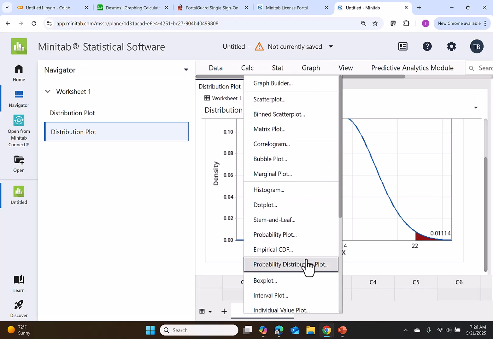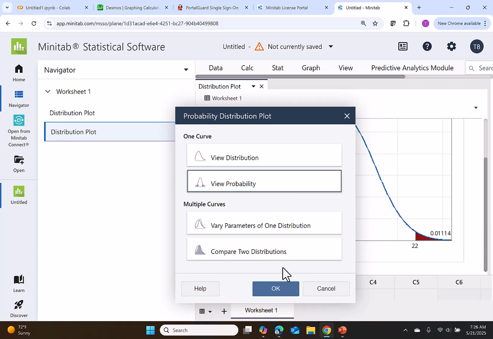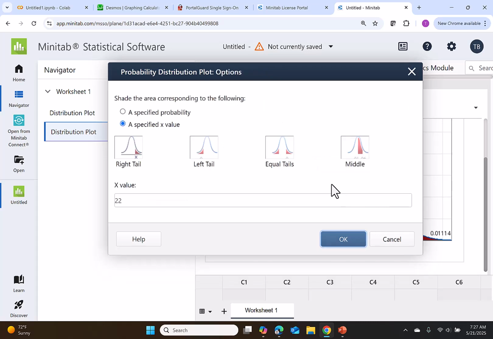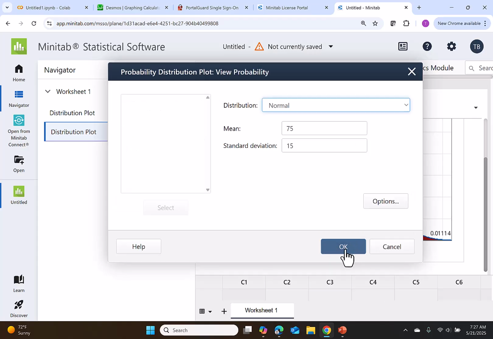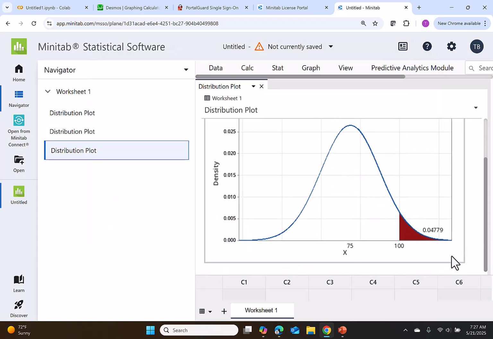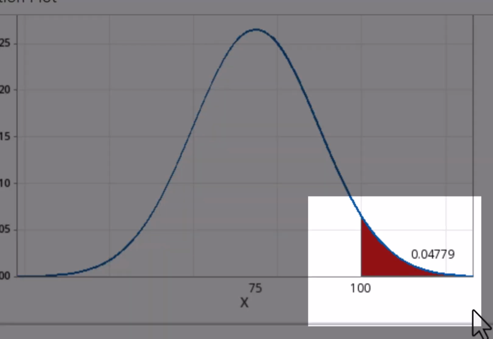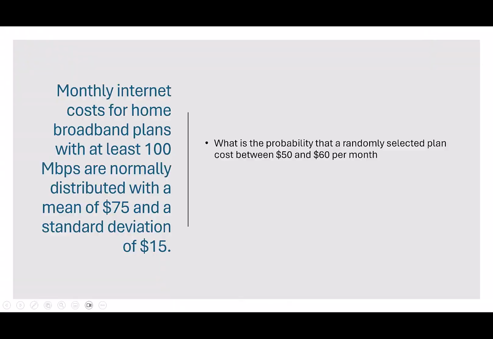So Graph, Probability Distribution Plot, View Probability. We're keeping a normal distribution, but now we have a mean of 75 and a standard deviation of 15. We are going to the right, and our value is 100. This tells us our probability that a randomly selected plan costs over $100 a month is 0.04779 or 4.779%.